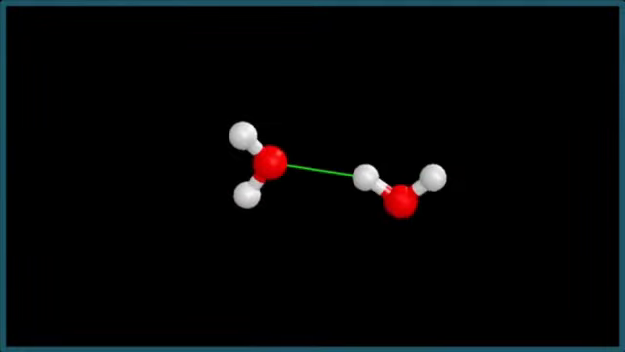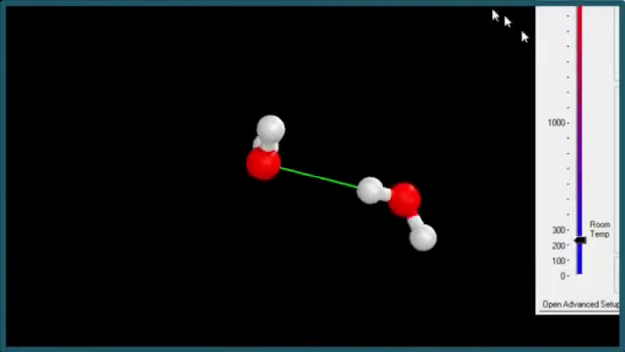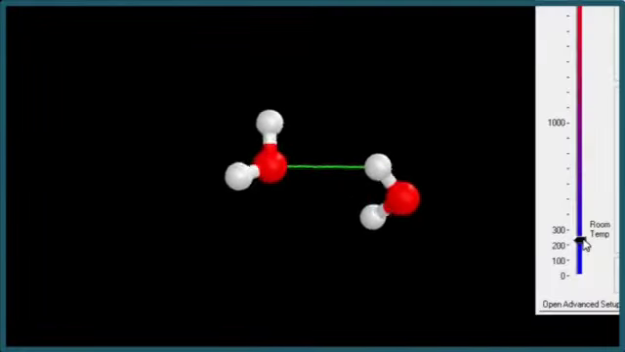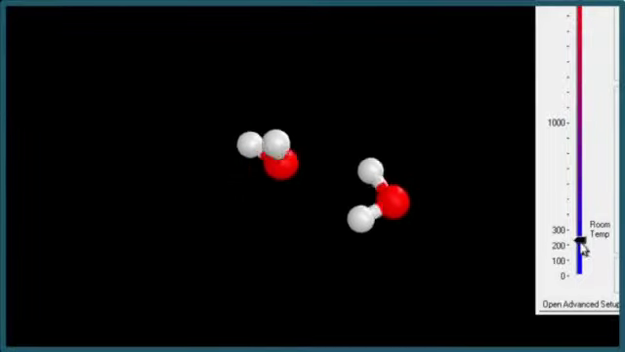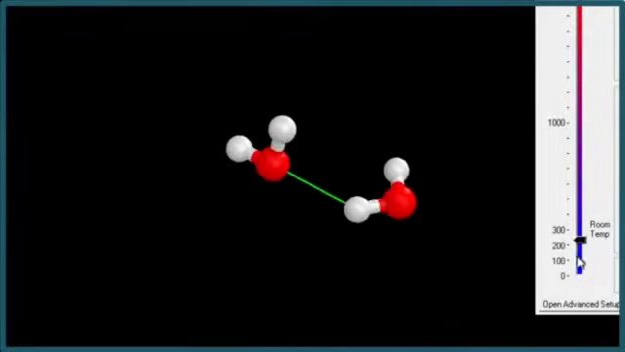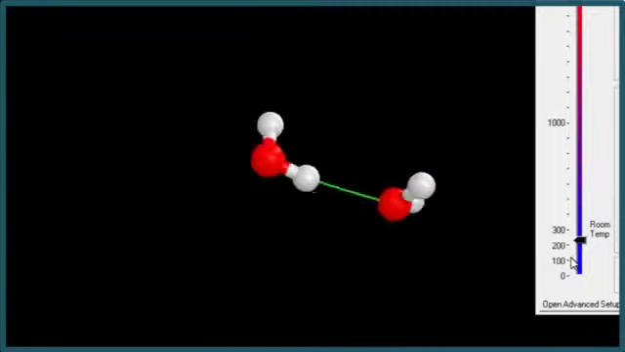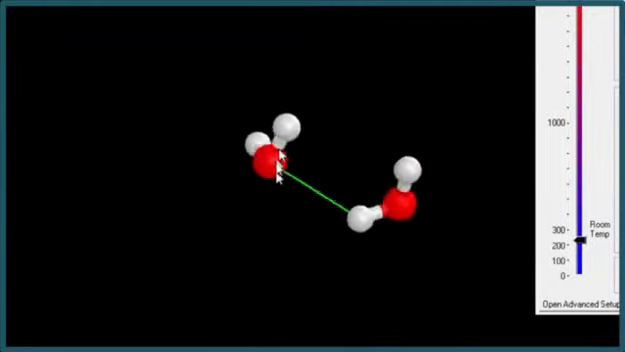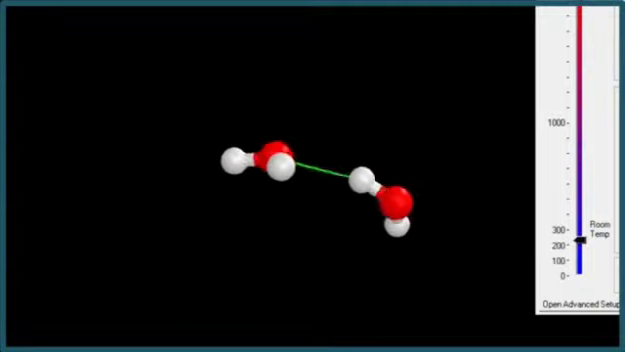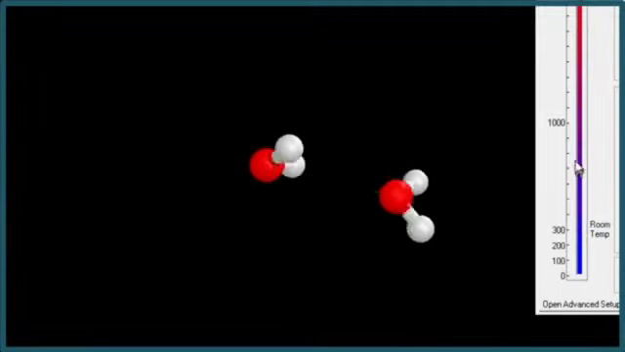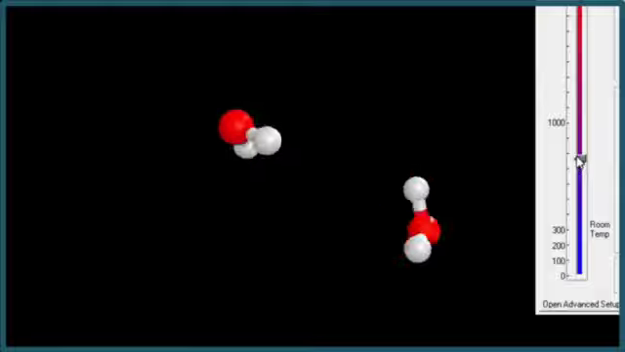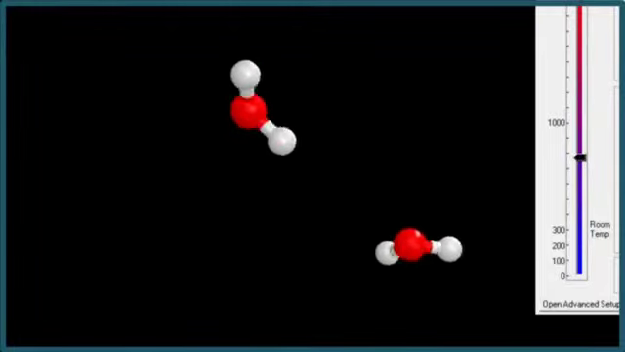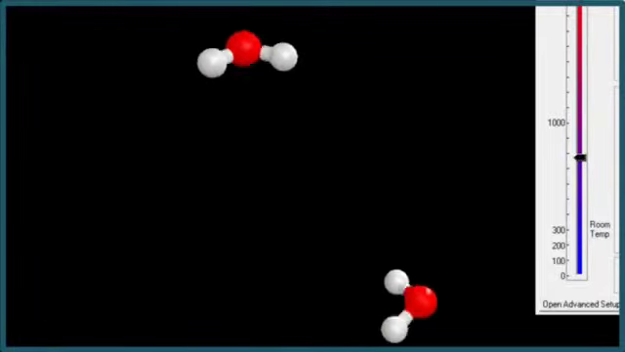Let's turn the temperature up and see what happens. So now I'm going to take it up to about the same temperature as a Bunsen burner. That's a lot more energy. Remember, hydrogen bonds aren't really that strong. Compared to the oxygen and the hydrogen bond, covalent bond here, a hydrogen bond's pretty weak. Let's take it up to about 800. That's a Bunsen burner.